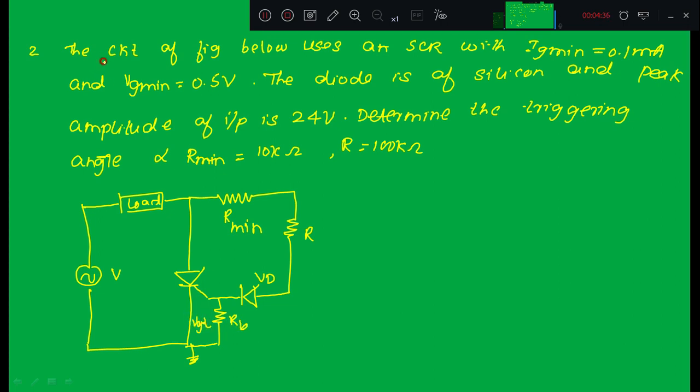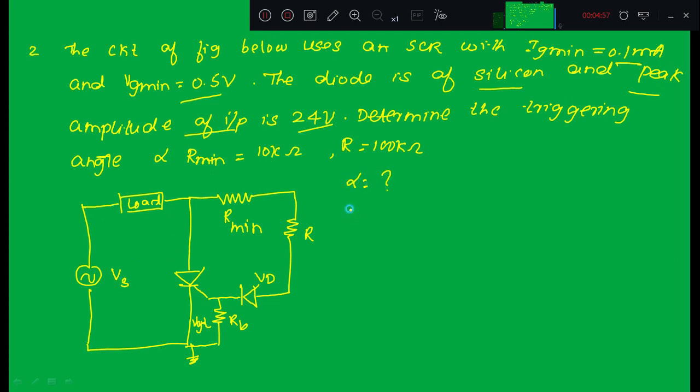Read the question. The circuit of the figure below uses a silicon thyristor. IG minimum is 0.1 milliamps. VG minimum is 0.5 volts. The diode is of silicon. The peak amplitude Vm is given as 24 volt, and then determine the triggering angle alpha. Again alpha is being asked.